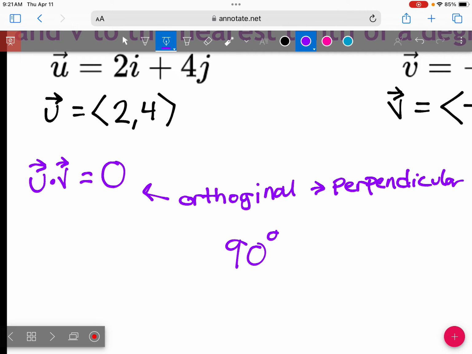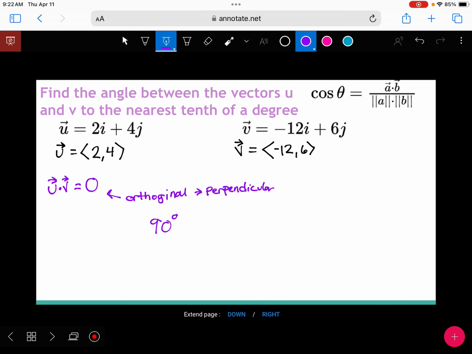So when your dot product's 0, it means it's 90 degrees, though you can still do the rest of it if you want to. You can find your magnitudes, set it up, and the inverse cosine of 0 is going to give you that 90. Okay, so questions about finding the angle between?